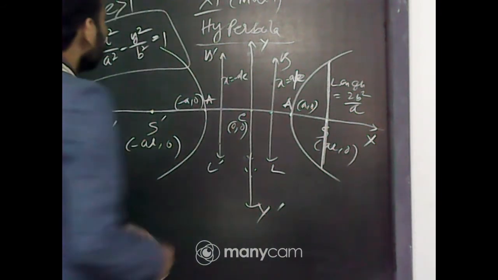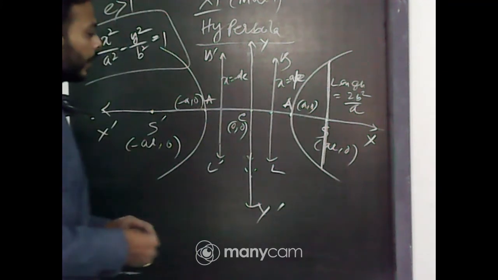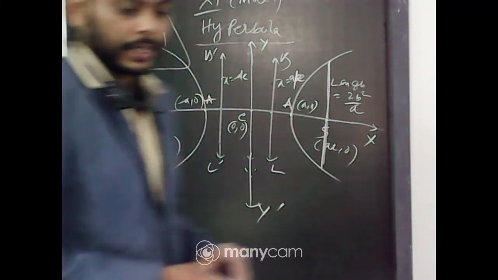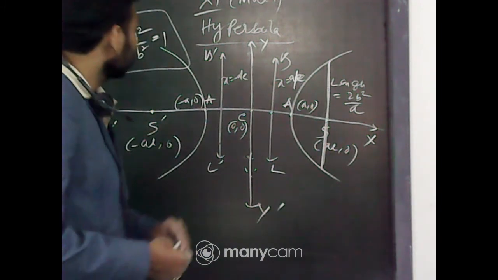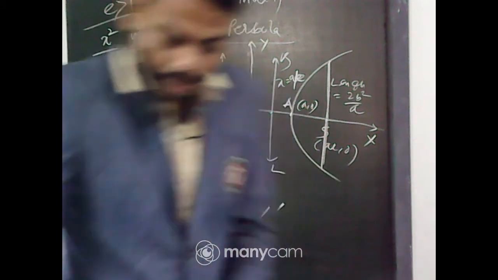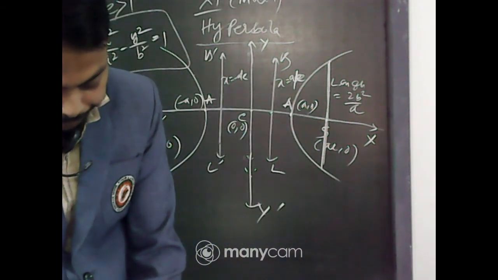And the next thing to say, the distance between the two foci is 2ae. So that's the things I have to say, and now I will solve only one problem.